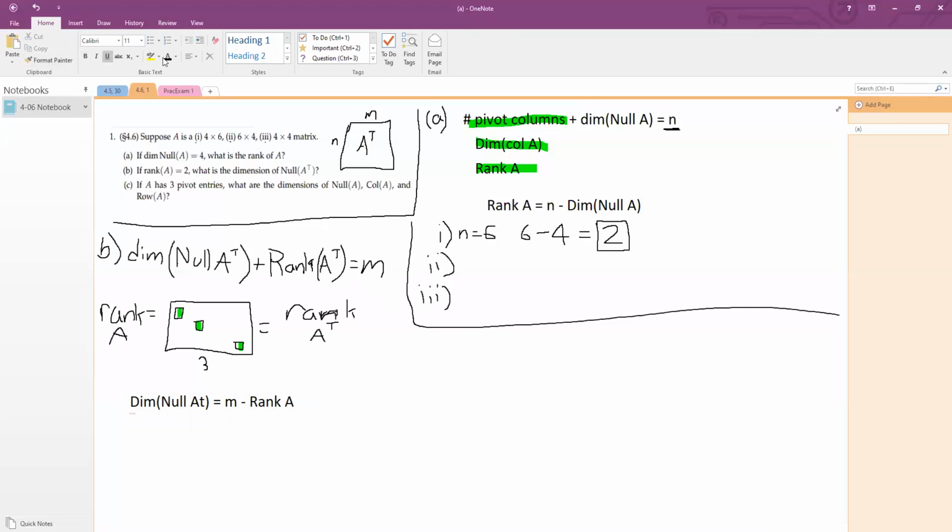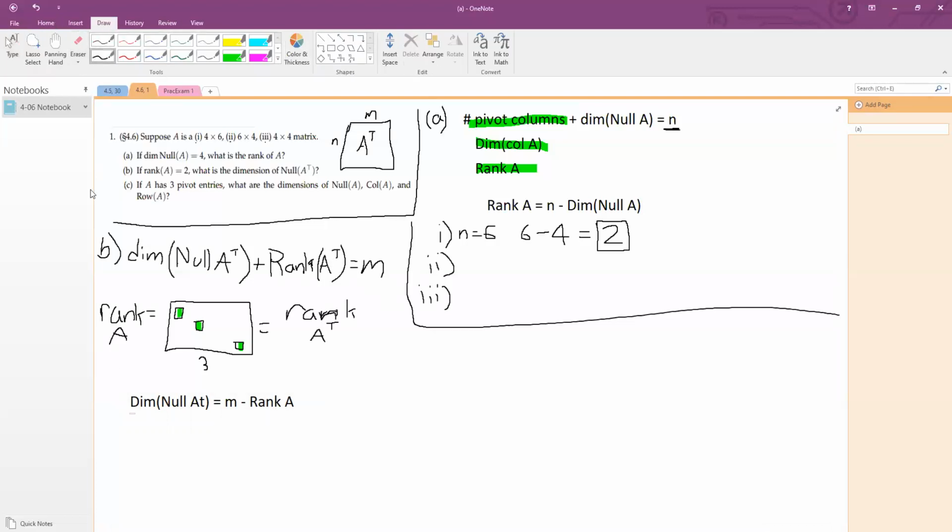All right, and then this is just going to be a matter of using this equation for each of these. I'll just do one. So A is a 4 by 6, right? So m is 4. So we're going to take 4 minus rank of A, which is 2. And that will give us 2 for our dimension of the null space. So you can figure that out for the rest of them. Just take m, plug it in, and get your rank.